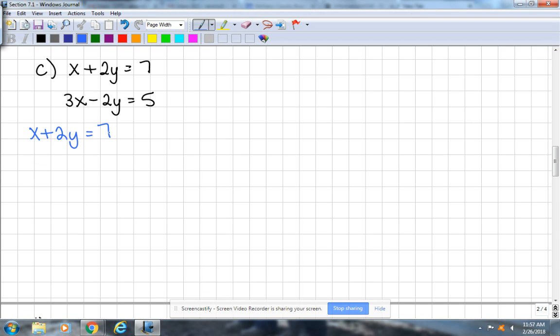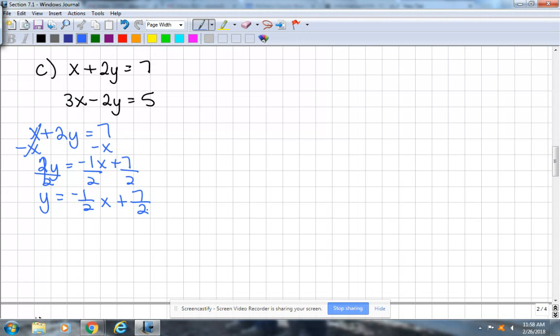I want to solve it for y to get it to look like y equals mx plus b. So I'm going to subtract 1x from both sides. And then I get 2y equals negative 1x plus 7. And then I divide everything by 2. So y equals negative 1/2 x plus 7 over 2.